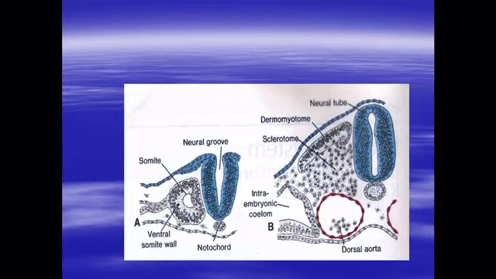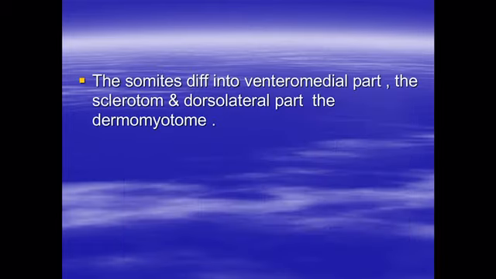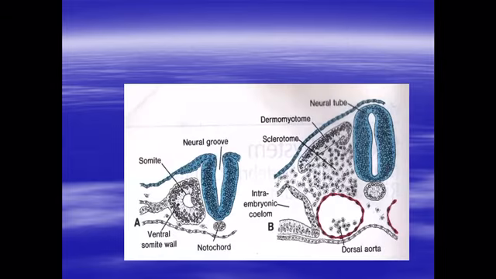This is the somite. The somite differentiates into a ventromedial part, which is called sclerotome, and a dorsolateral part, the dermomyotome. This is the sclerotome, and this is the dermomyotome. This is the ventral, and this is the dorsal part.